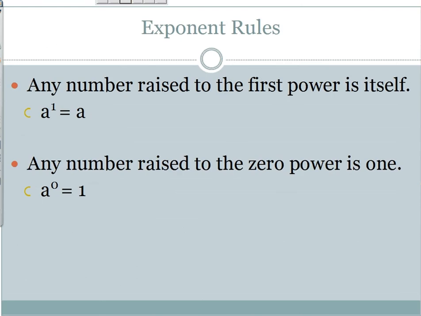Okay. Don't forget about those exponent rules. They're really properties. Any number raised to the first power is itself, and any number raised to the 0 power is 1. Really, any number. 573,246 raised to the 0 power, it would still be 1.